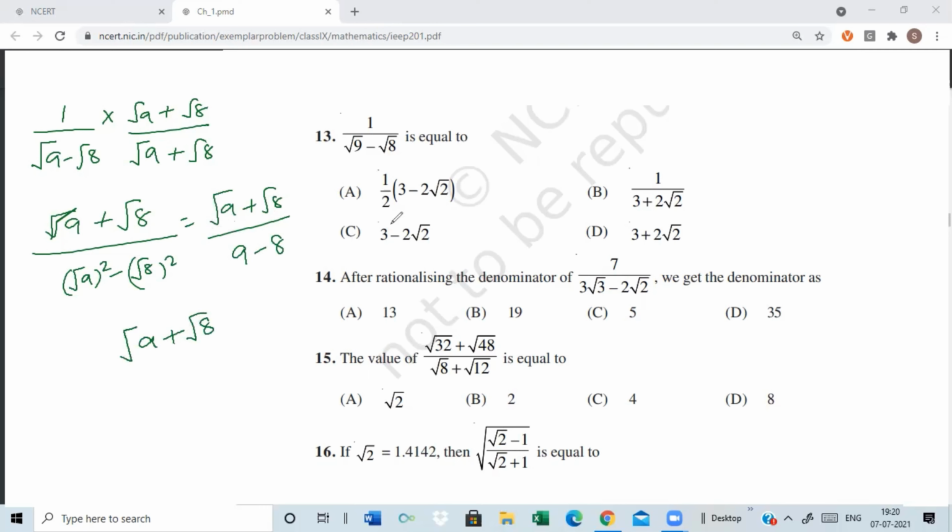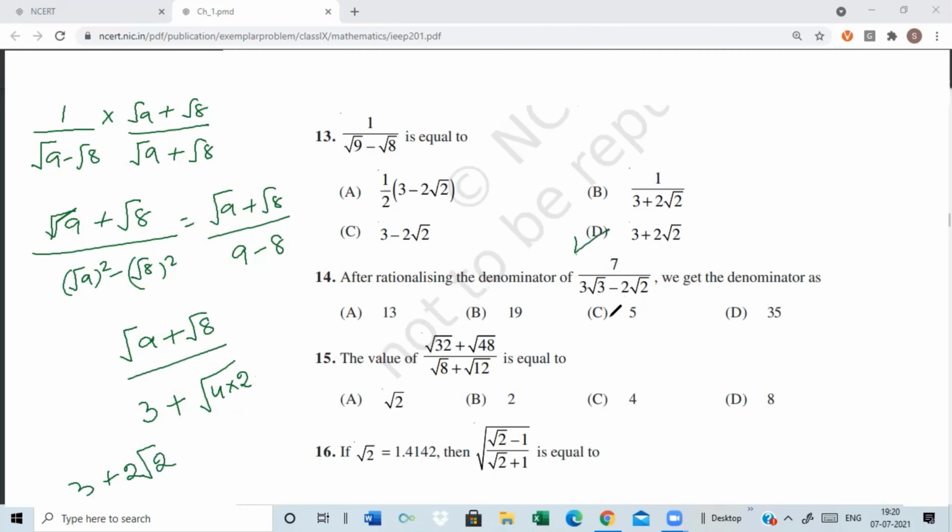Now we see in the options there is no answer like this. That means we have to simplify this answer further. What is root 9? This is 3. And what is root 8? Root 8 we can write as root of 4 times 2. As I have told you, we can simplify these numbers by breaking it up into a perfect square number and a non-perfect square number. So it is 3 plus 2 root 2, right? Now we see, yes, D is the option, correct?